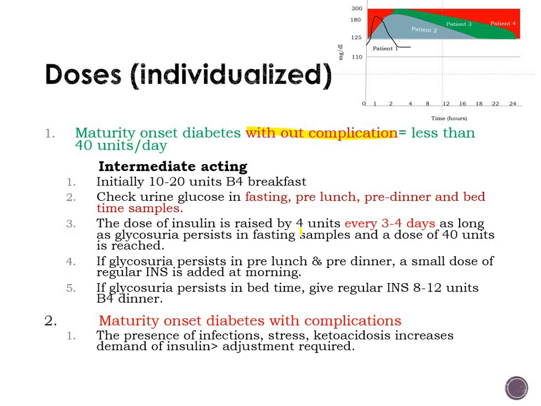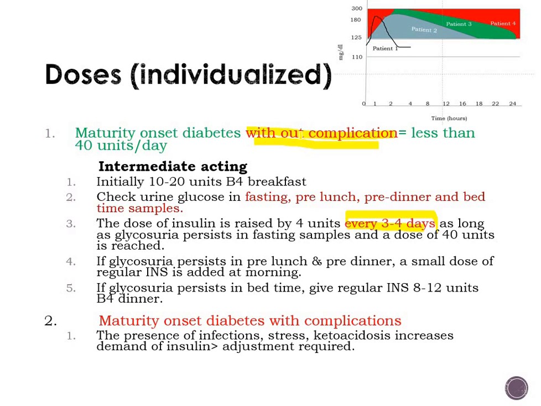The dose of insulin is raised by 4 units, but remember, this is a technical point, every 3 to 4 days. Remember, this is without complication. In case of complication, you should make some robust dosing, so as to bring the blood glucose level below 300 milligram per deciliter, and then you can proceed for the other necessary action as well.